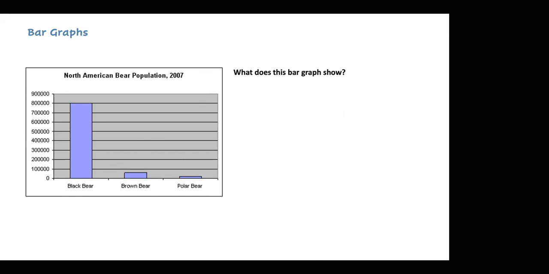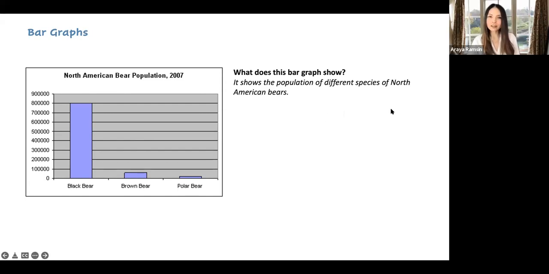The population of the 3 types of bear in North America. Of course, very good. Okay, this bar graph shows the population of different species or different types of North American bears, like that. Okay, very good. What about second question?